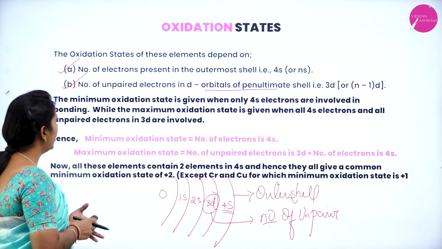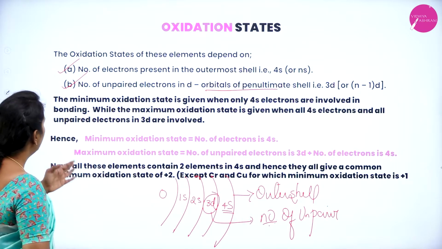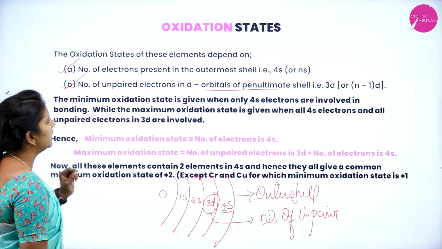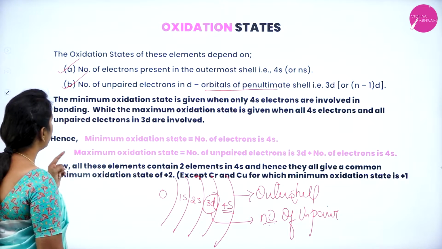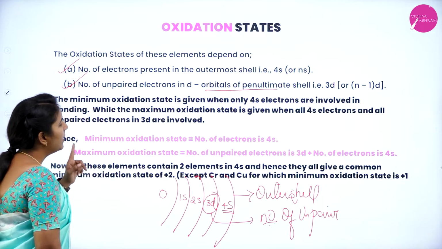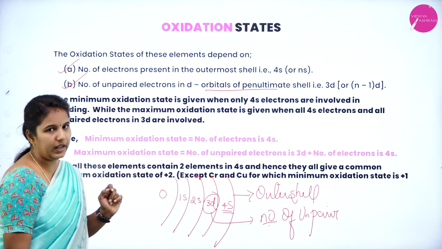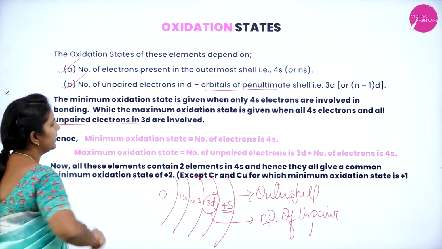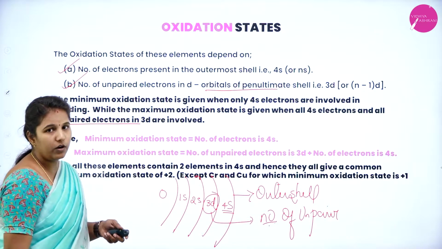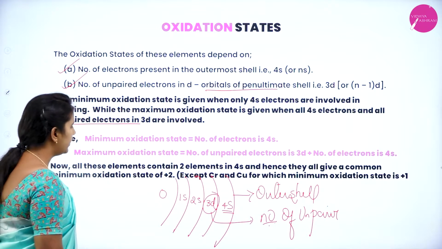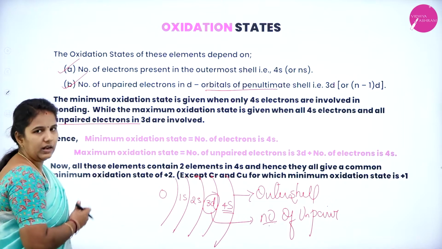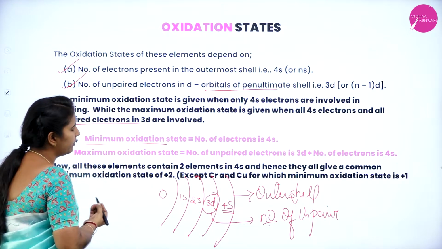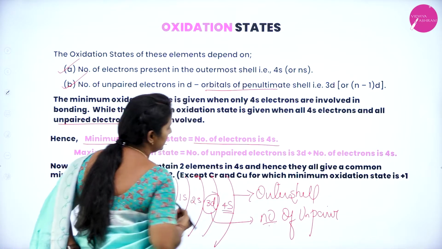How to calculate that? We have a method. The minimum oxidation state is given only by the 4s electrons which are involved in bonding, whereas the maximum oxidation state is given by the 4s along with all the unpaired electrons in the 3d orbital involved in bonding. So I'll take a note of that calculation: the minimum oxidation state is nothing but the number of electrons present in the 4s.